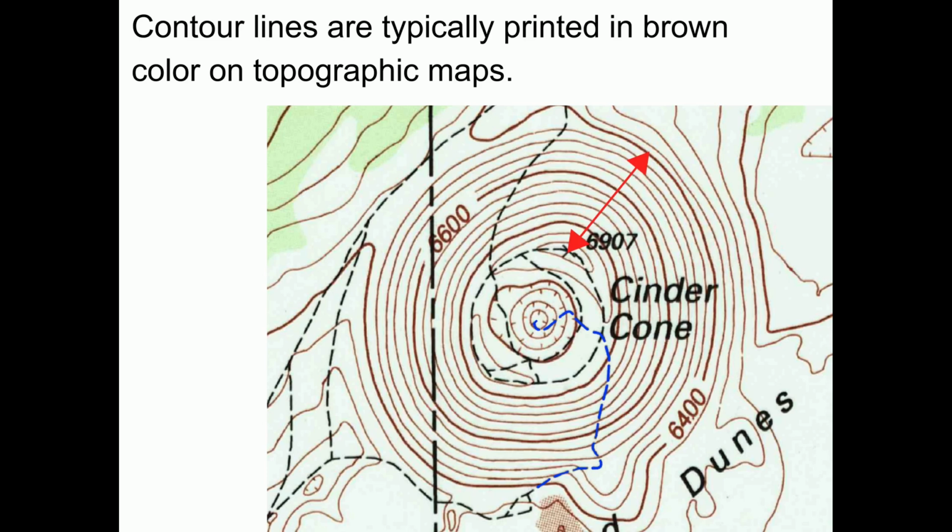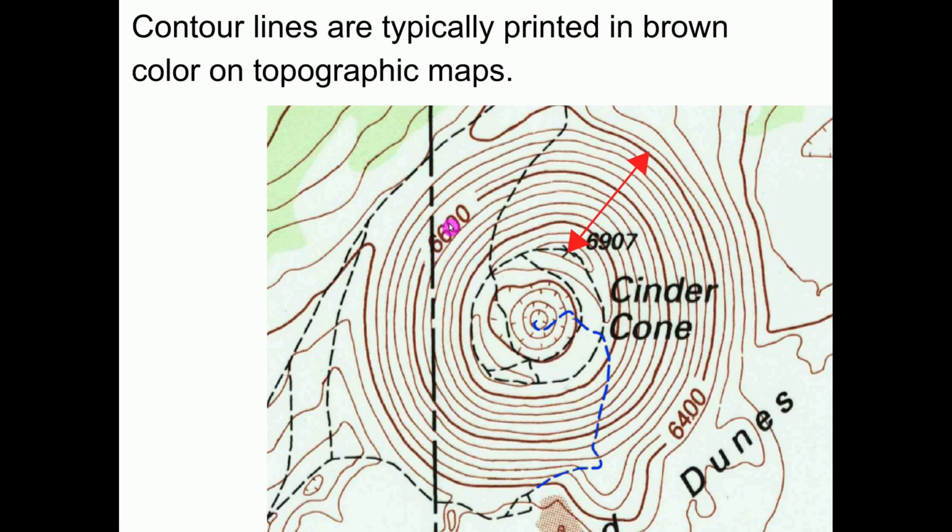Contour lines. So now we get into the meaty stuff. Contour lines are printed in brown. I've added this blue line. They don't use blue on topographic maps; they use blue for rivers. They don't use blue for trails, but I thought it stood out more. They use black, but I don't remember why I wanted to emphasize that trail, but I did.